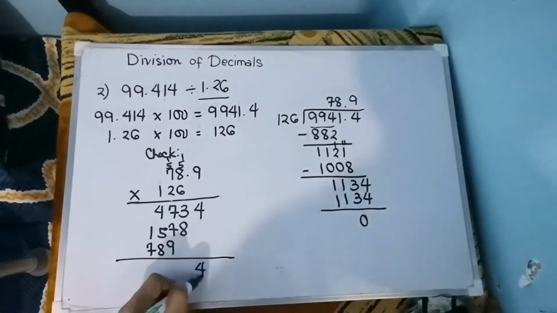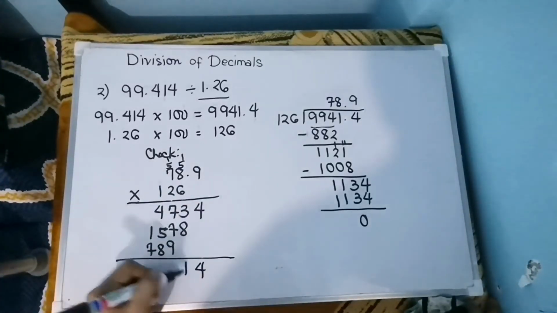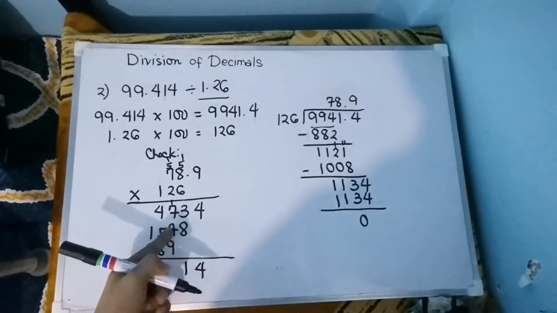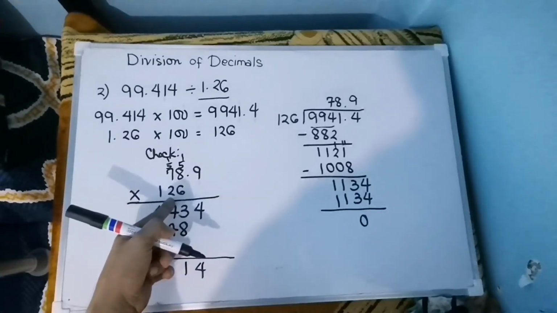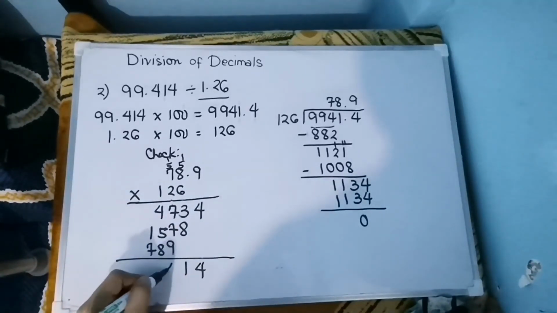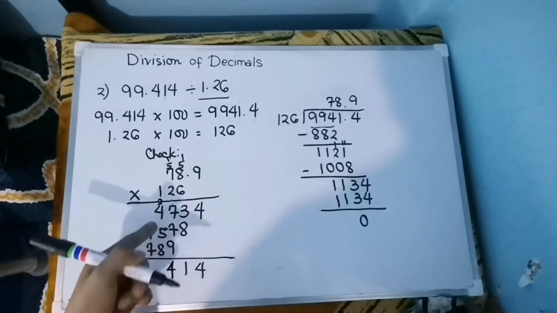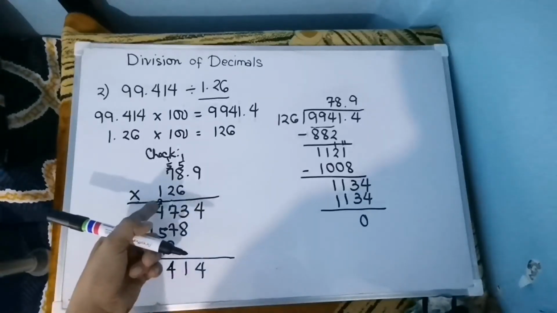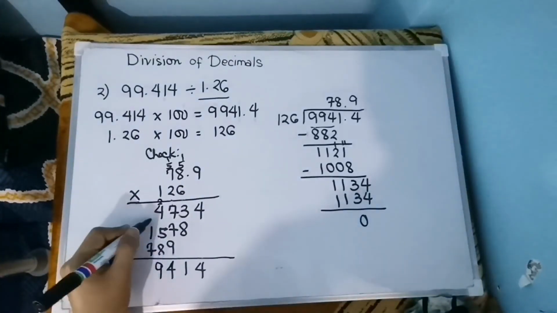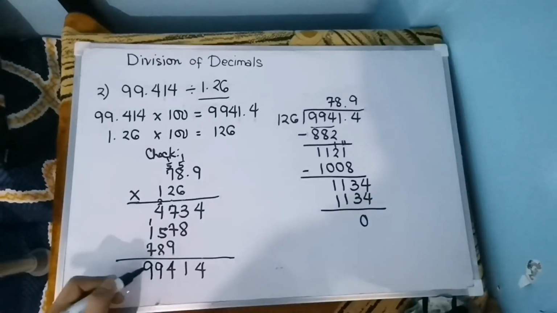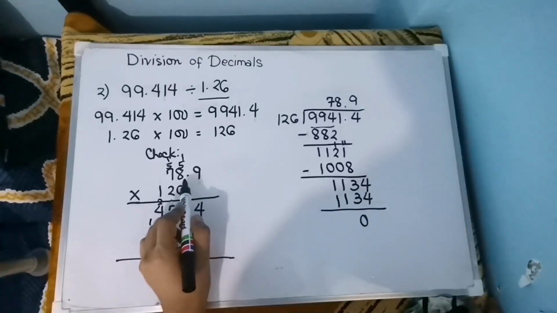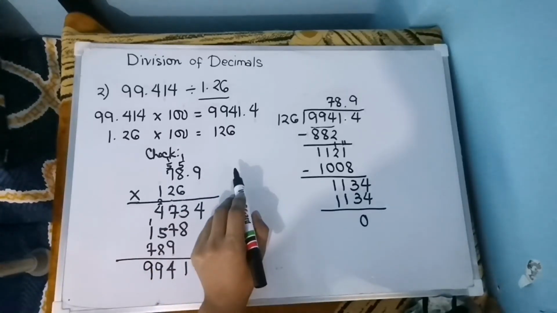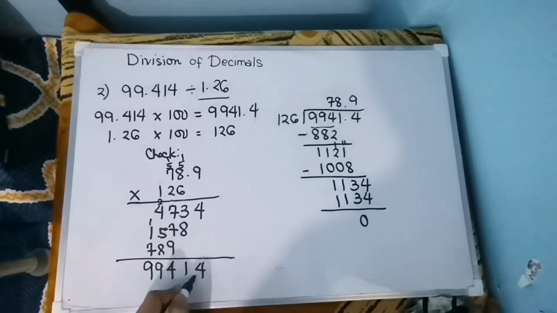Bring down 4. 8 plus 3 is 11. Carry 1. Then 7 plus 7 is 14, plus 1 is 15, plus 9 is 24, carry 2. Then 4 plus 5 is 9, plus 8 is 17, plus 2 is 19, carry 1, then 7, 8, 9. So yung ating decimal point, since dito sa 78.9 ay 1 decimal place, isa lang yung gagamitin natin. So therefore, our final answer is correct.